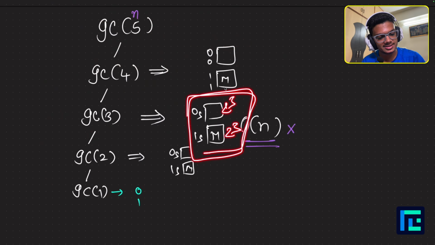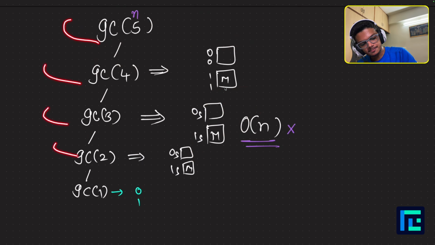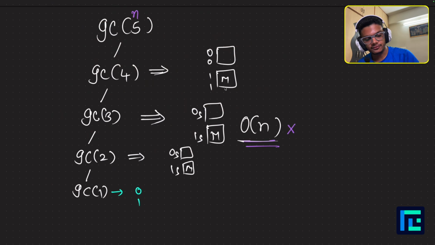So to find GC of n, you will need to totally process 2 power n numbers. Any which way, there are order of n levels here, the depth is order of n, and at every level you are spending 2 power n time. So this is the time complexity, n into 2 power n.